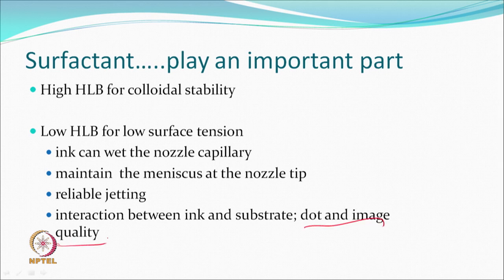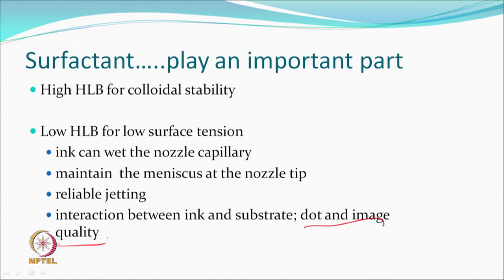So, what do we do? You have to strike a good balance on what kind of HLB of a surfactant we would want. So, it is not going to be an easy thing. Too high will give colloidal stability, which may be very helpful for us, but if it is very high, then surface tension and other things are going to be affected, jetting will be affected, and so one may have to balance between the colloidal stability and relatively low surface tension.